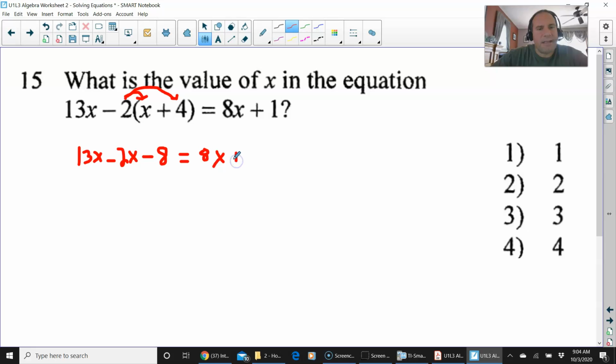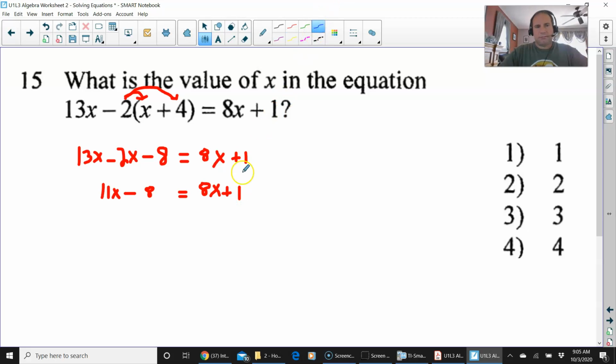Do you see that left-hand side? Look at the left-hand side. You have 3 terms. You have to combine like terms first. So we have 13x minus 2x, and 13x minus 2x is 11x. And we're going to bring down the minus 8, and we're going to bring down the equal sign, and we're just not going to do anything else until we reset the equation.